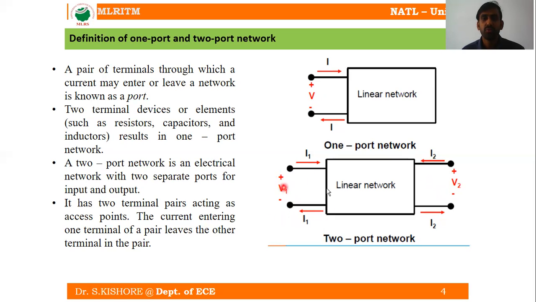So it has two pairs of terminals. One pair of terminals is accessed by the input and the other pair of terminals is accessed by the output. In the two-port network, the current entering one terminal of a pair leaves the other terminal in the pair. The same concept applies here also. But in the two-port network, one pair of terminals corresponds to the input side and the other pair of terminals corresponds to the output side.